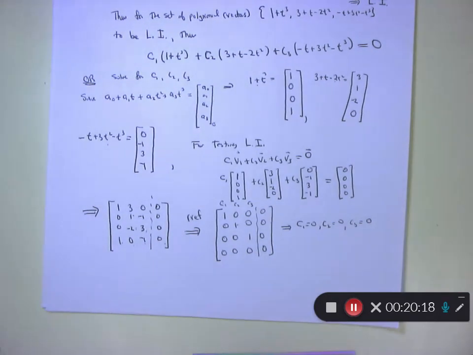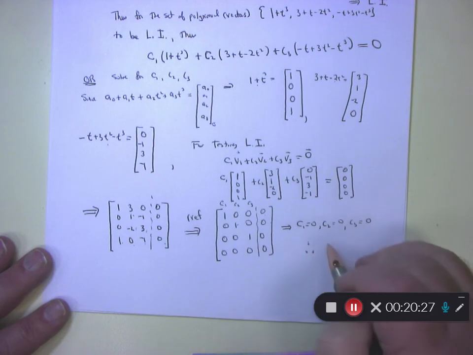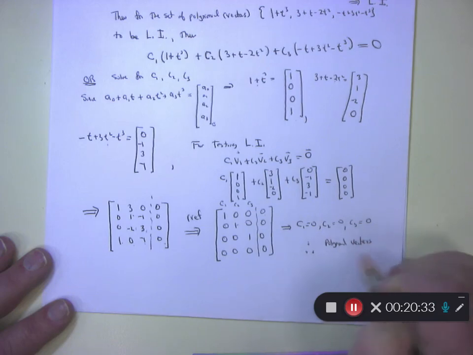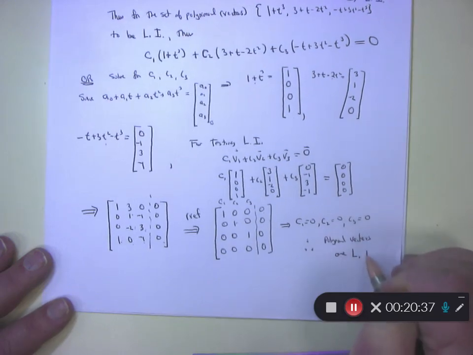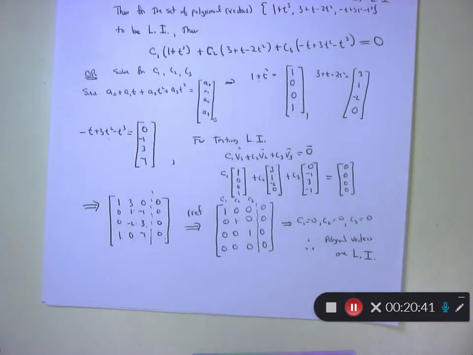Now, what does that tell me? All the C's are 0. What do you got? Therefore, the polynomial vectors are linearly independent. Does that make sense? Did I lose you guys anywhere?